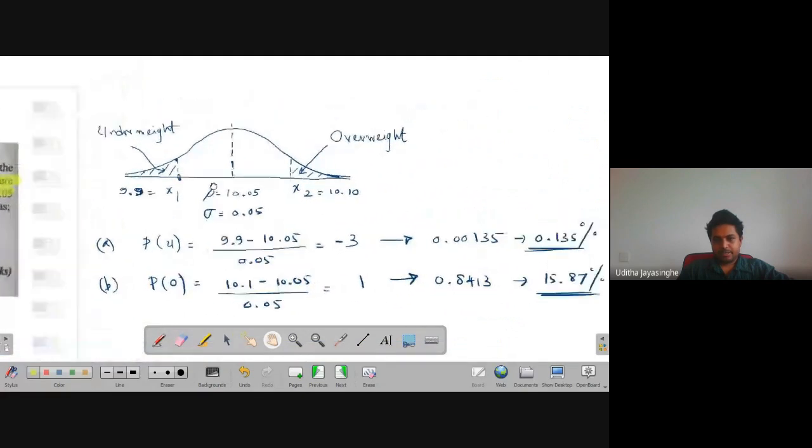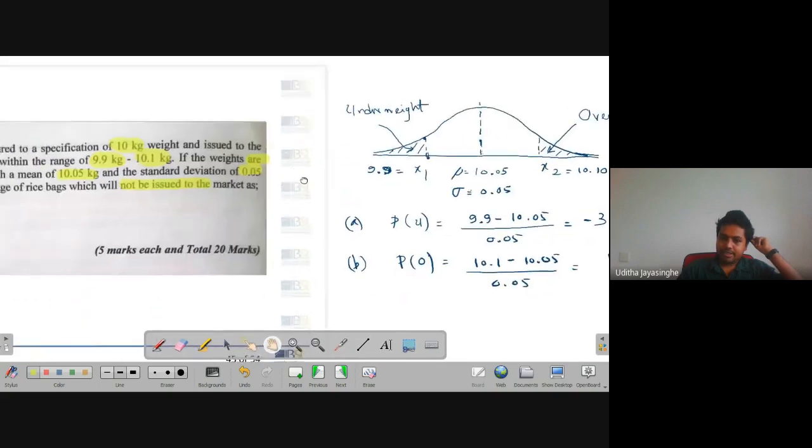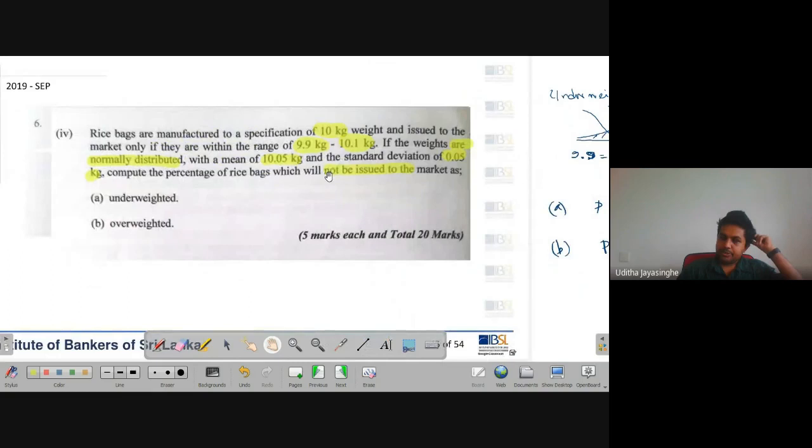This is the graphical representation. So first, we write the things that we know. Mu, what is this? This is the average. Sigma, standard deviation, 0.05. And this x1 is the range for underweight, 9.9 kilograms, and x2 for the overweight, 10.1. What I need to do is to calculate the probability of individual elements that will not be issued to the market due to A, underweight, and B, overweight.